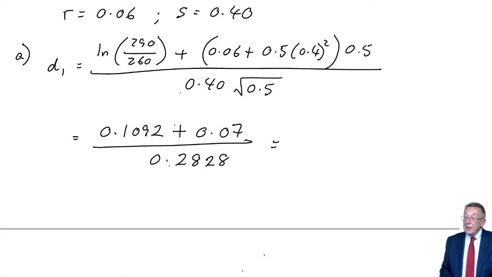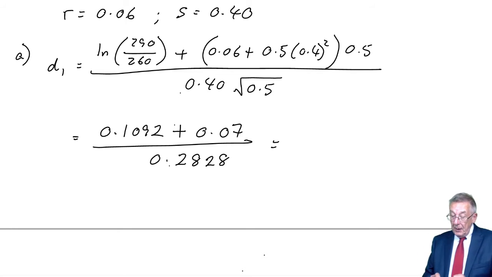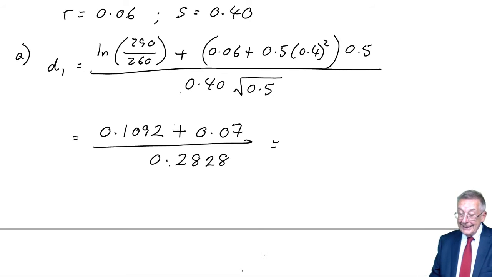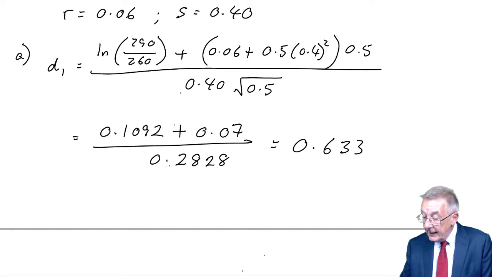And so what do I end up with for D1? 0.1092 plus 0.07, divided by 0.2828. I get 0.6337.